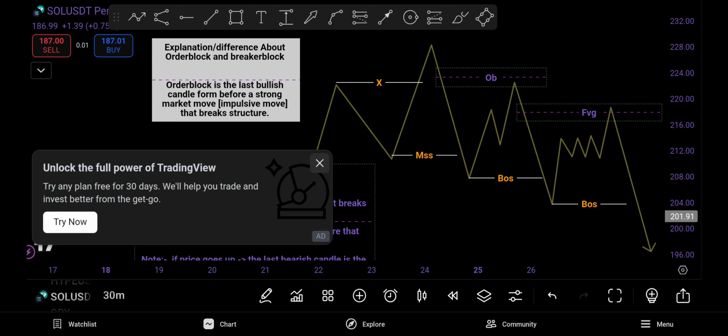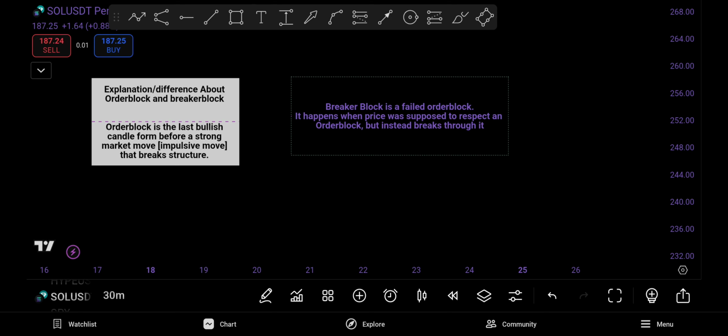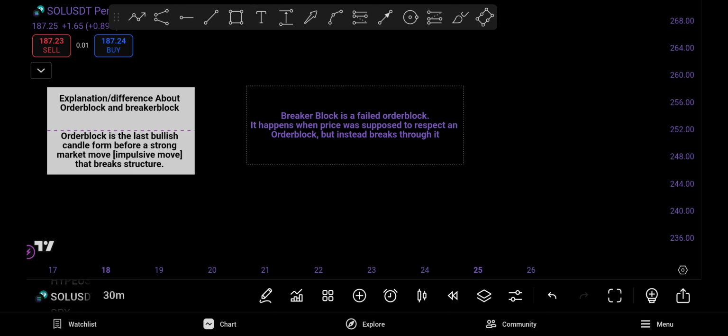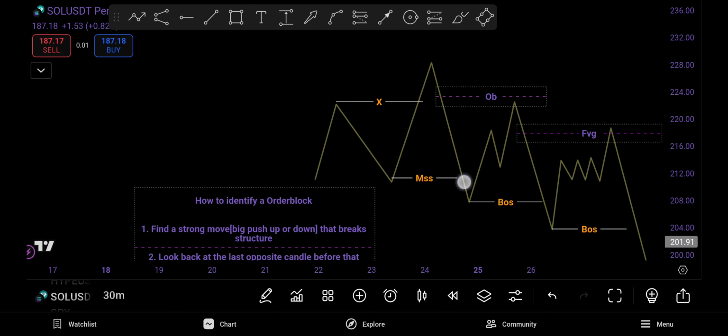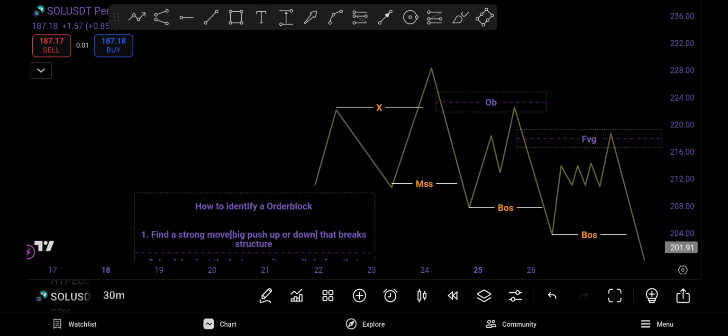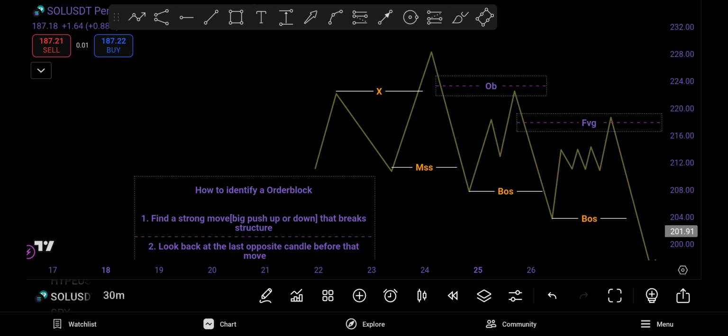So now let me go to a breaker block. Let me define a breaker block. A breaker block is a failed order block. It happens when price was supposed to respect an order block, but instead it breaks through it. As I said, an order block is for price to fill that order block, then go back to the direction that it was before. Price has to come and fill this order block order, then reverse, then continue its movement.